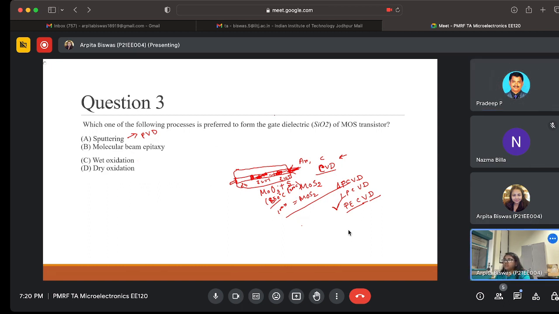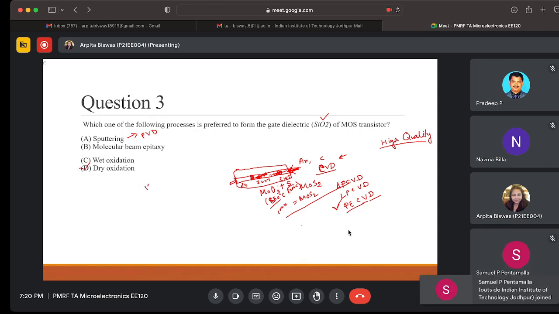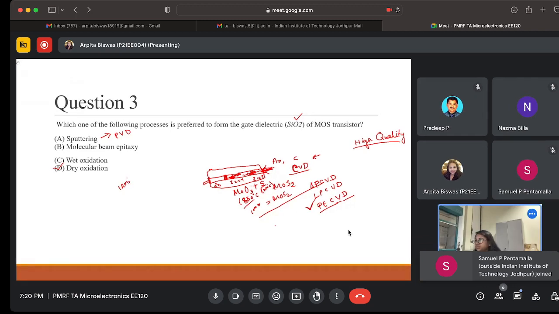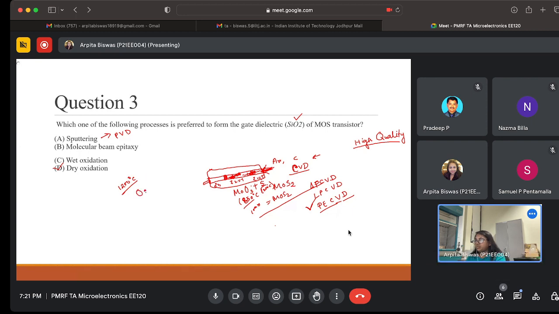Okay, so for the gate dielectric, we require a high quality dielectric. A high quality oxide layer is grown by the dry oxidation process, because in dry oxidation we set the temperature at 1200 degrees centigrade. In that case only oxygen is used, and it reacts with the silicon and produces SiO2. So this is the dry oxidation process.